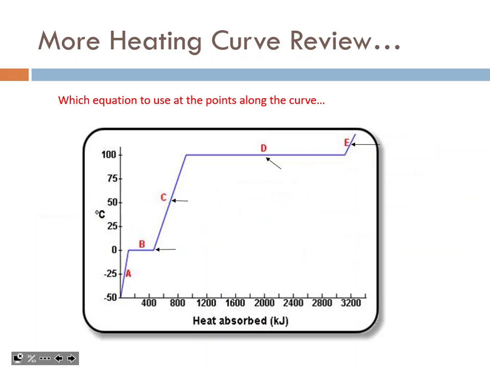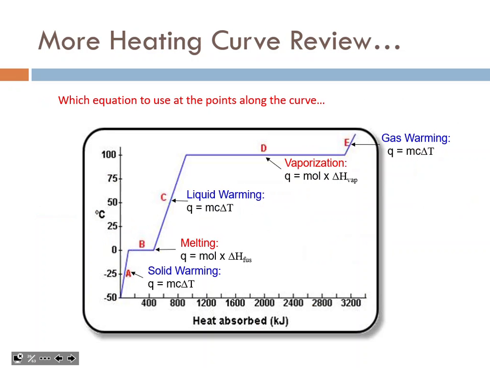Looking at the different parts of the heating curve, which should you use at each particular one? Well, anytime you're warming, you're using Q equals mcΔT. You're raising the temperature by using heat. That's basically what you're doing there. So A, C, and E, those ones are all going to be Q equals mcΔT, because that's warming it, changing the temperature.